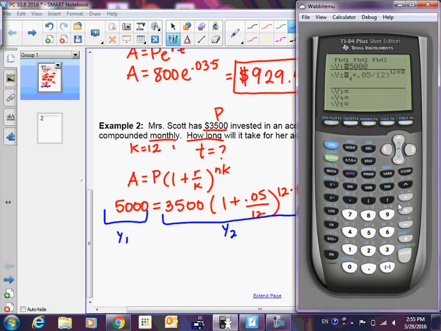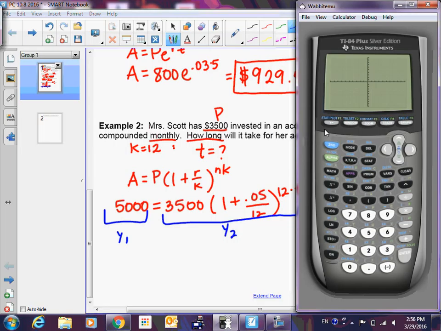And then in place of time, make sure you put X. If you're in Y1 and Y2, you got to use X for your unknown. Okay, once you type it in, if I just do a zoom 6, will I see anything? Looks like no. Why not?